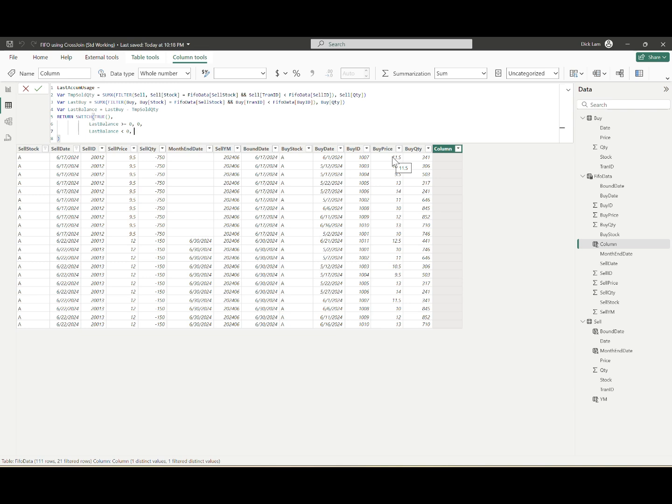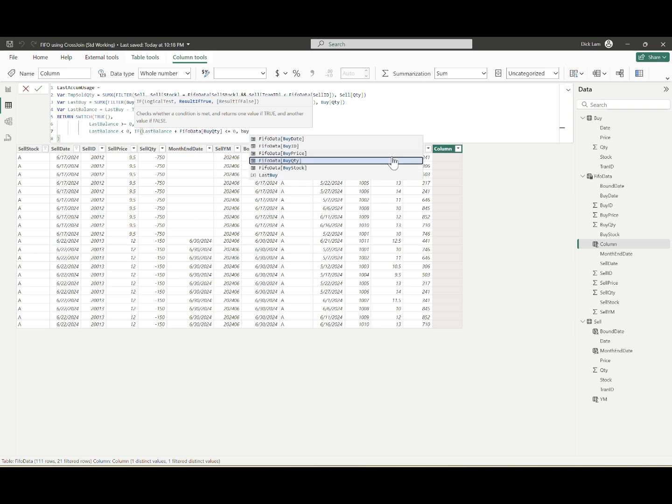So I need to do an if logical comparison. Last balance plus the buy quantity. All right. If this is still negative or equal to 0, what does it mean? That means even with the current row of buy-in quantity included in the last balance, it is still not sufficient to cover the temp sold quantity. So if it is less than or equal to 0, then I will use the buy quantity as the consumption. The whole amount of the quantity is to be used.